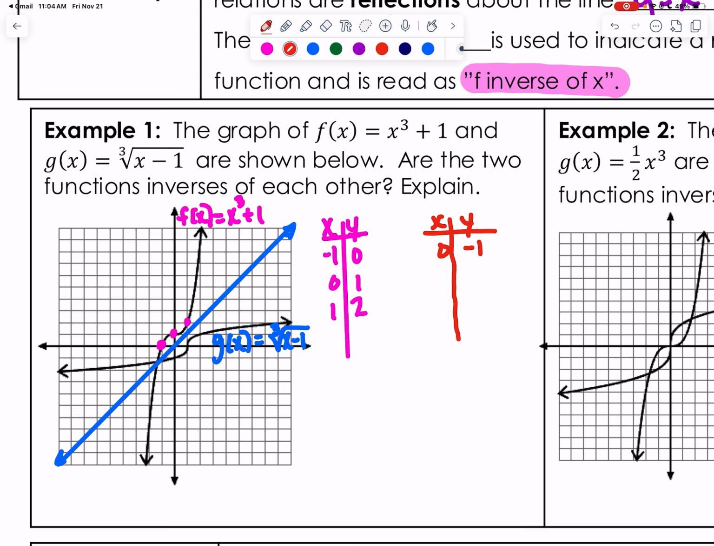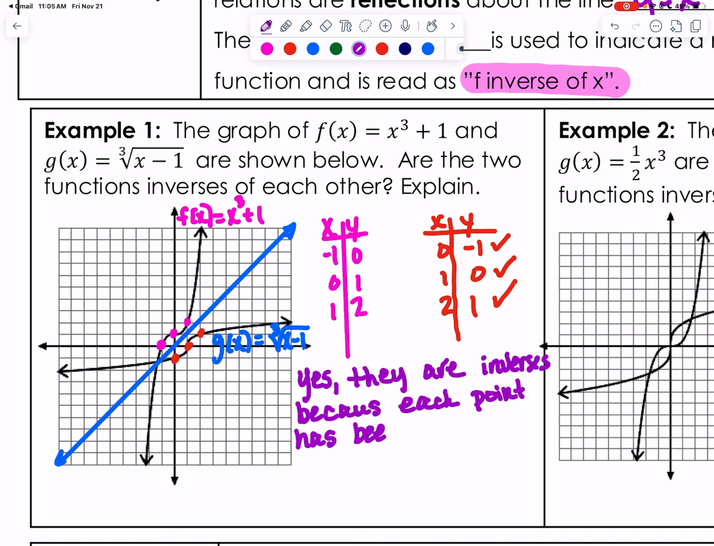Let's see. I'm going to grab a different color. Yes, they are inverses because each point has been reflected about the line y equals x.